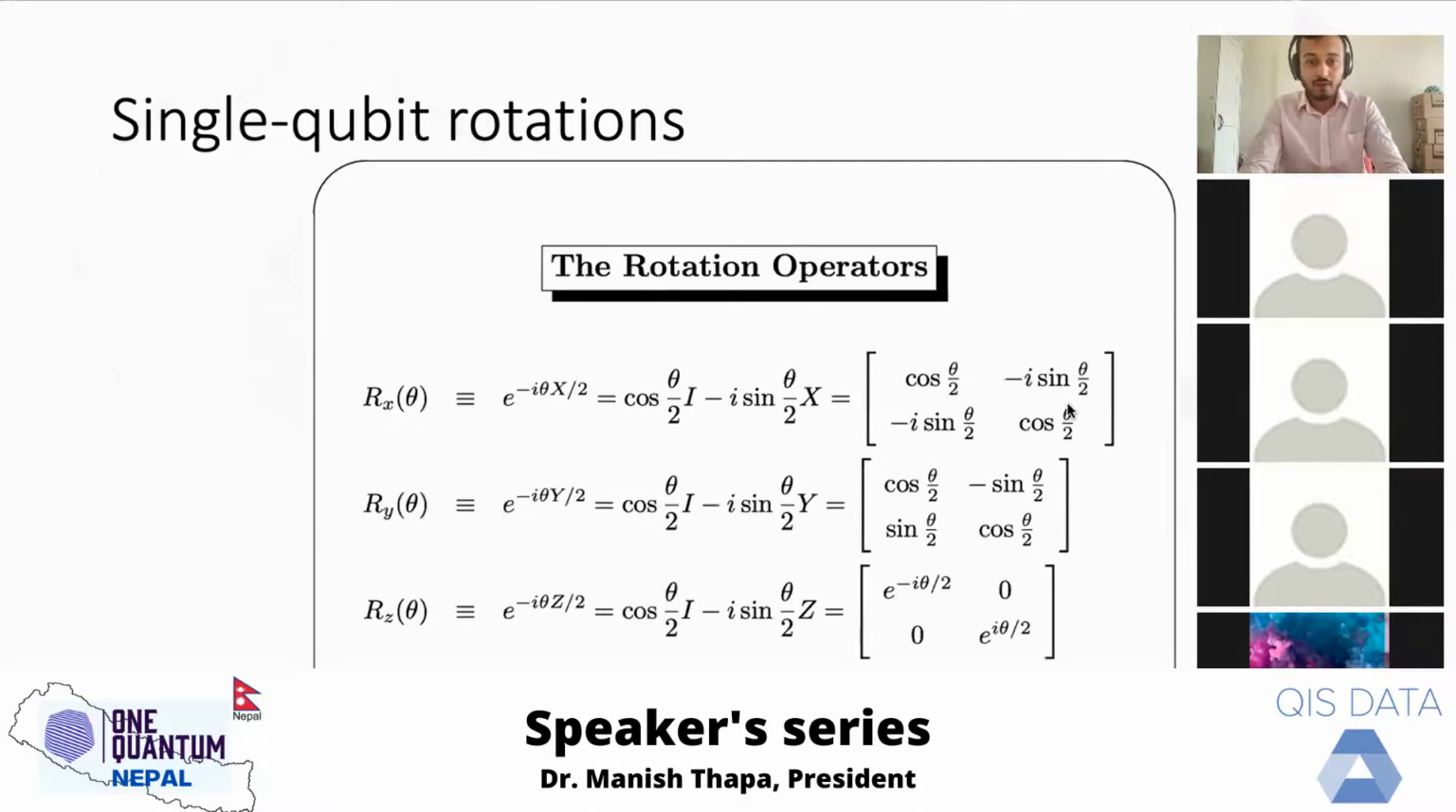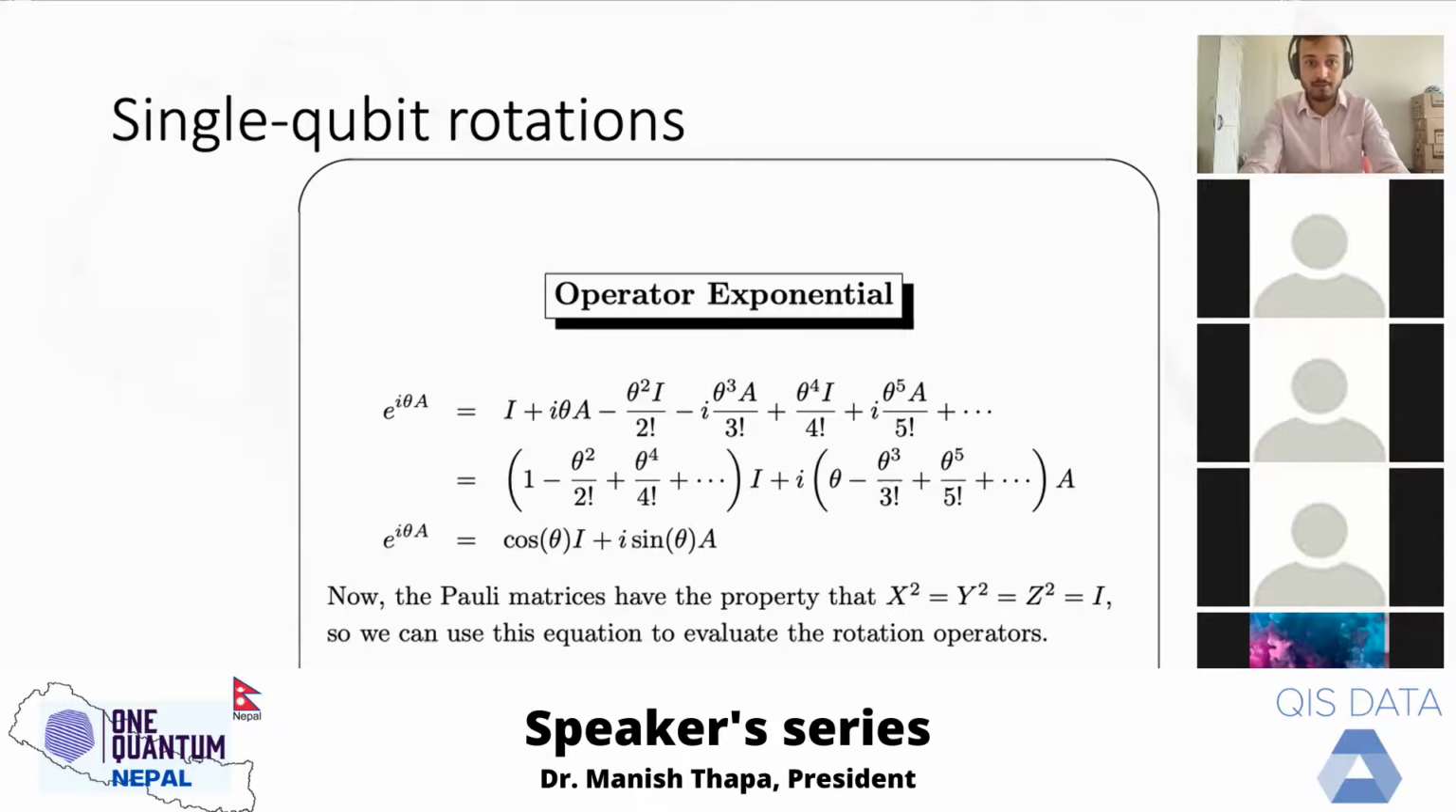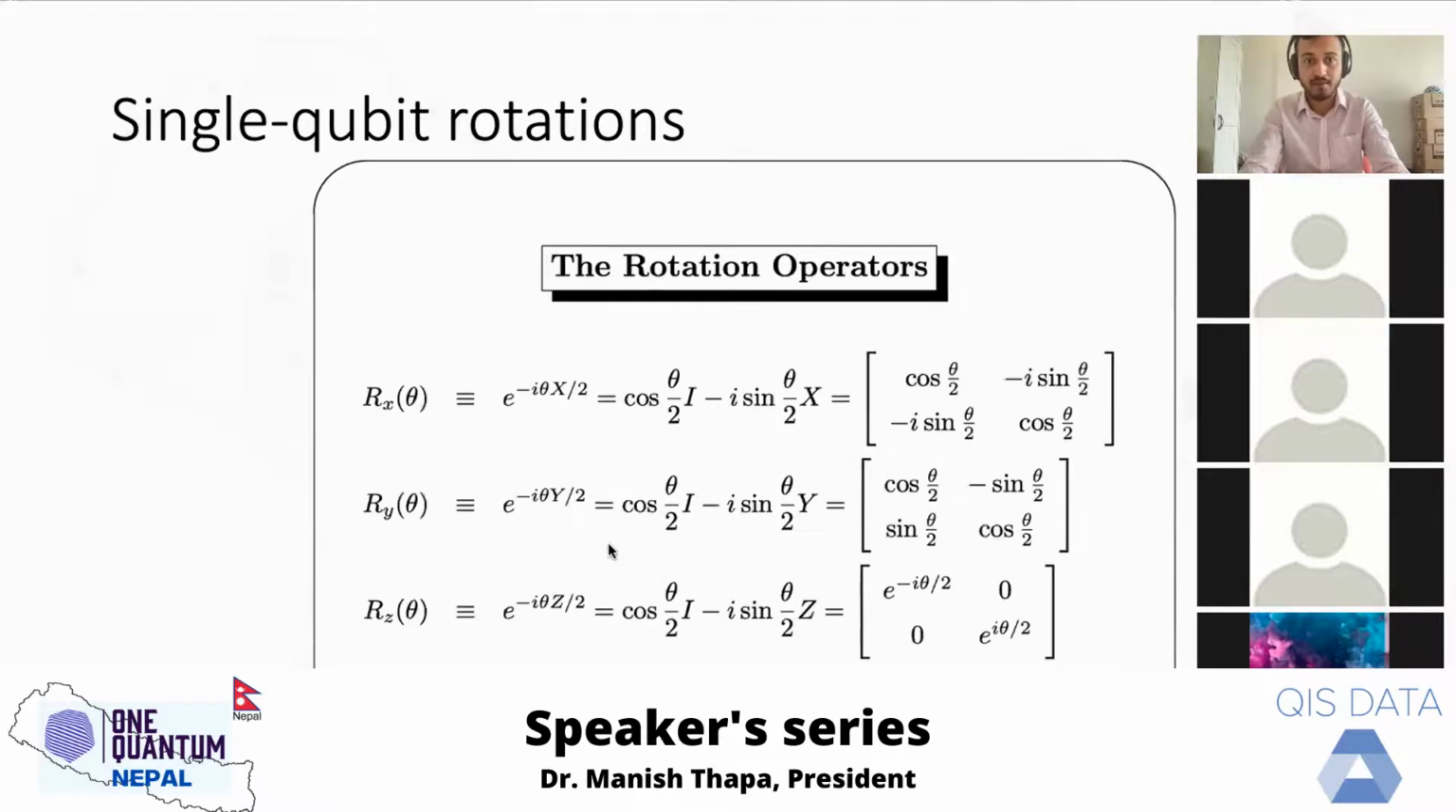Now, the rotation operator becomes something like this. There is a minus I, and it's very simple to treat the minus I. You just put the minus here, and you obtain this thing. So e to the minus i theta x by 2 is cos of this and then sine of that, and this can be written like that, because x is 0, 1, 1, 0 on the off-diagonals. Similarly, you can write the rotation around the y-axis in this form and the rotation around the z-axis in this form.